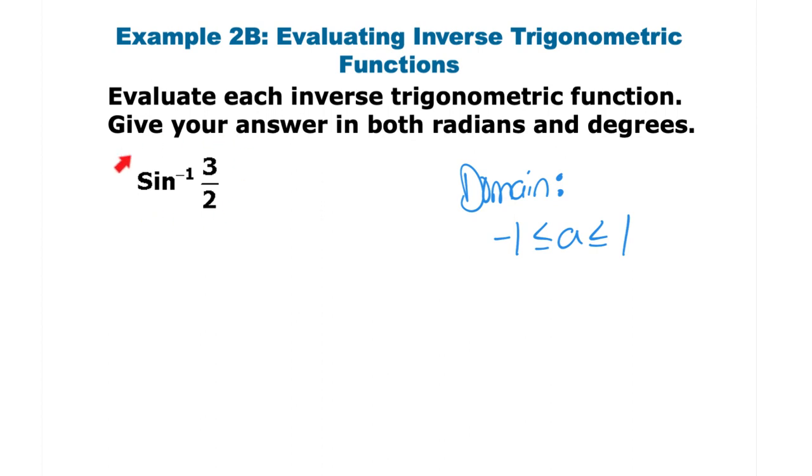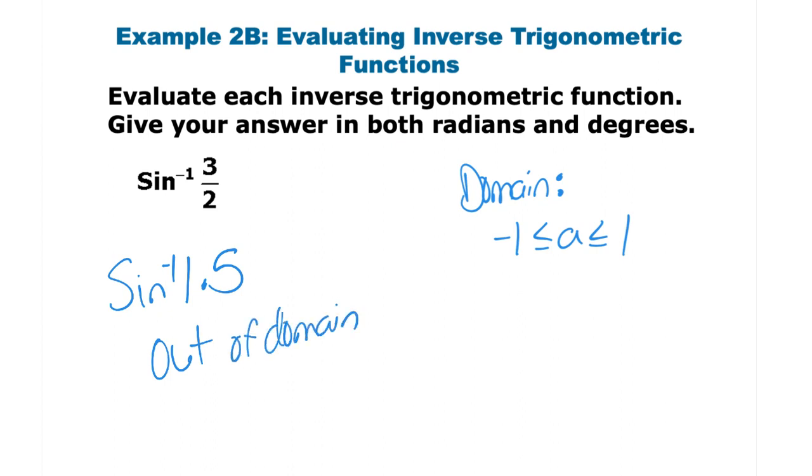In this problem, we are finding the inverse sine of 3/2. Now remember back to that previous table, we are restricting the domain of this inverse function so that the inputs have to be between -1 and 1. 3/2 is the same as 1.5, and so this is out of the domain. And in this case, that means that it is undefined.